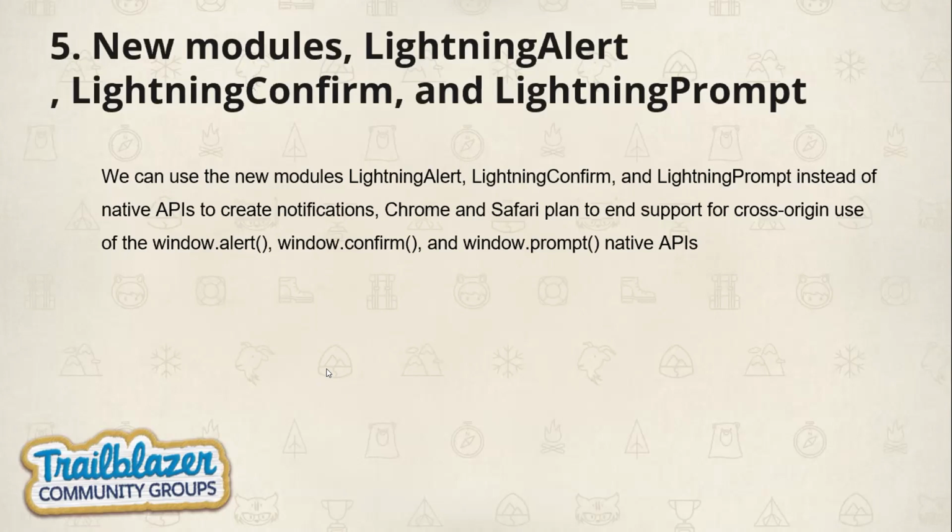The plan is to end support for cross-origin use of the window.alert, window.confirm, and window.prompt native APIs. These are native APIs in JS in the browser, so we cannot use them right now. But if you want to implement these kinds of features in LWC, always use the lightning alert module, lightning confirm, and lightning prompt. So how do we perform this kind of operation?